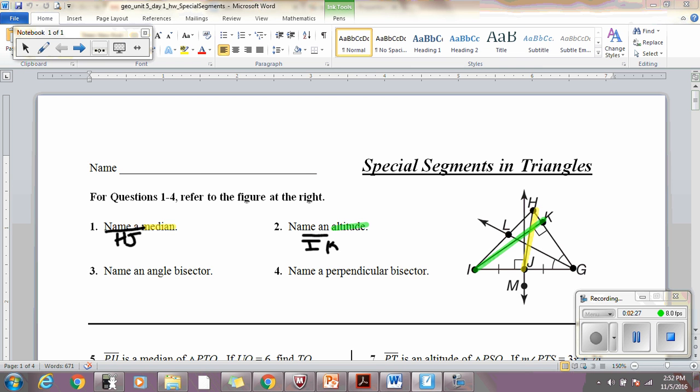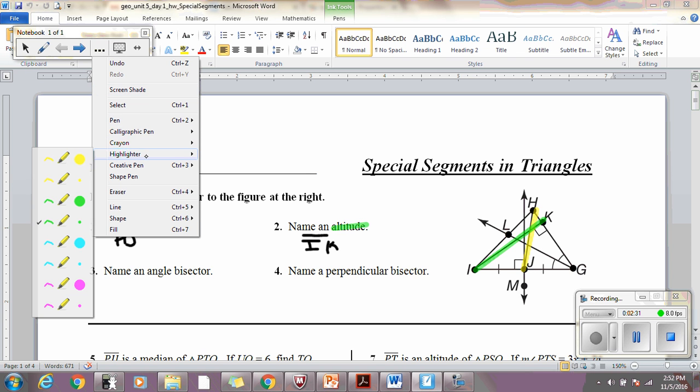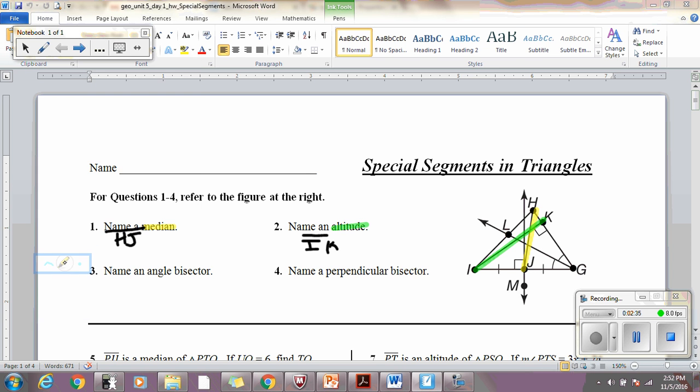Now we're going to name an angle bisector. We know from our notes that an angle bisector must split a vertex into 2 equal angles. And therefore, the only vertex that is being split into 2 equal angles is vertex G. So the angle bisector would be GL.